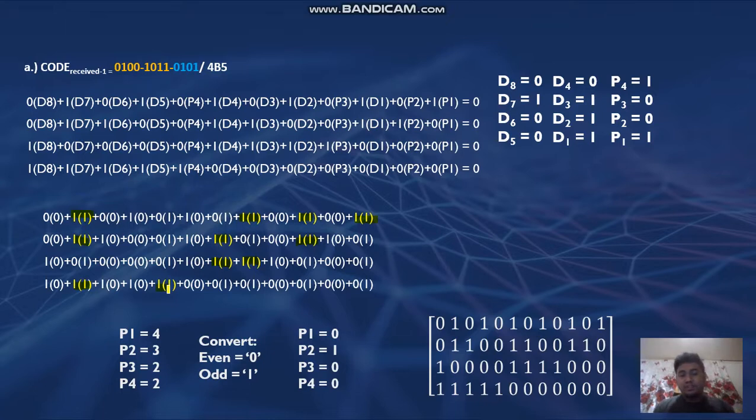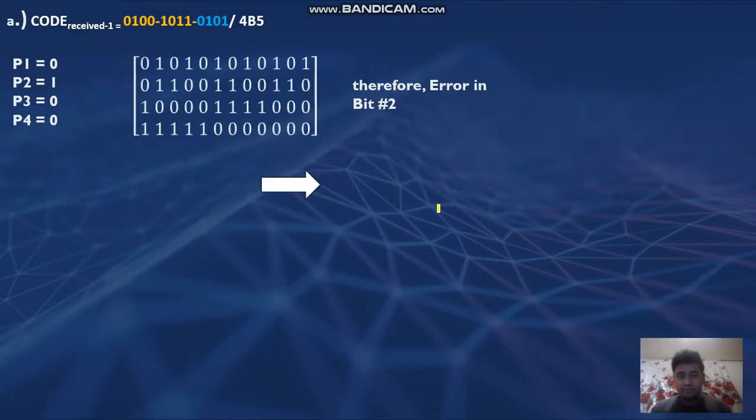Convert: even is equal to 0 and odd is equal to 1. So we can identify where the error is in our Hamming code. We get 0, 1, 0, 0. Where is that? In number 2 here. So how do we check our error? Therefore, the error is in bit number 2.